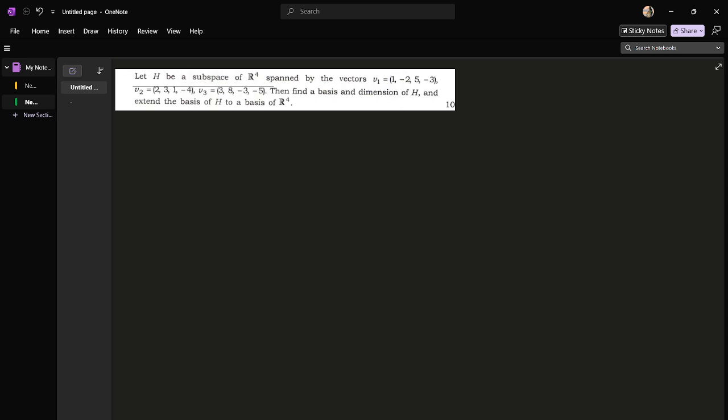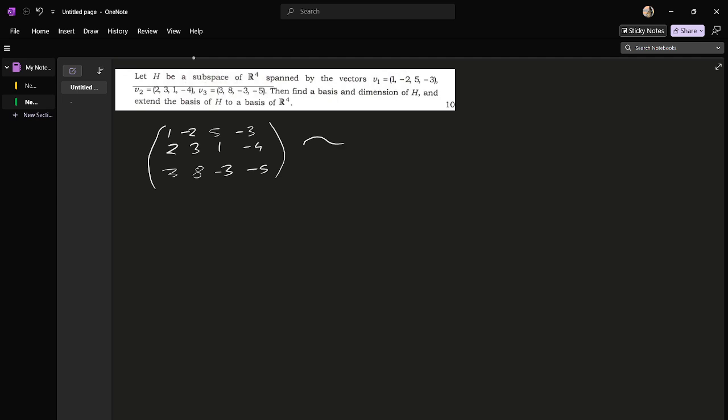Okay, let us check whether the vectors are linearly independent or not. So we take this matrix: 1, minus 2, 5, minus 3; 2, 3, 1, and minus 4; and this is 3, 8, minus 3, and minus 5.